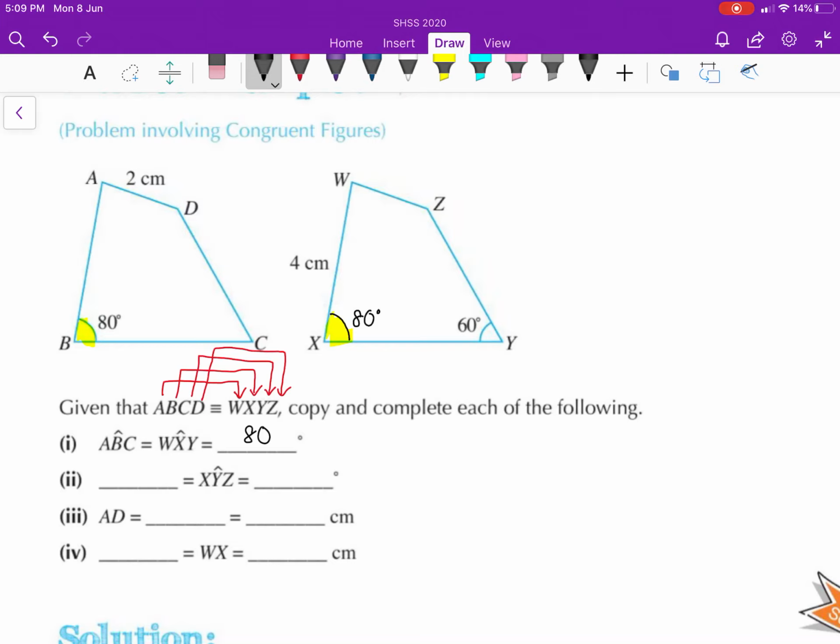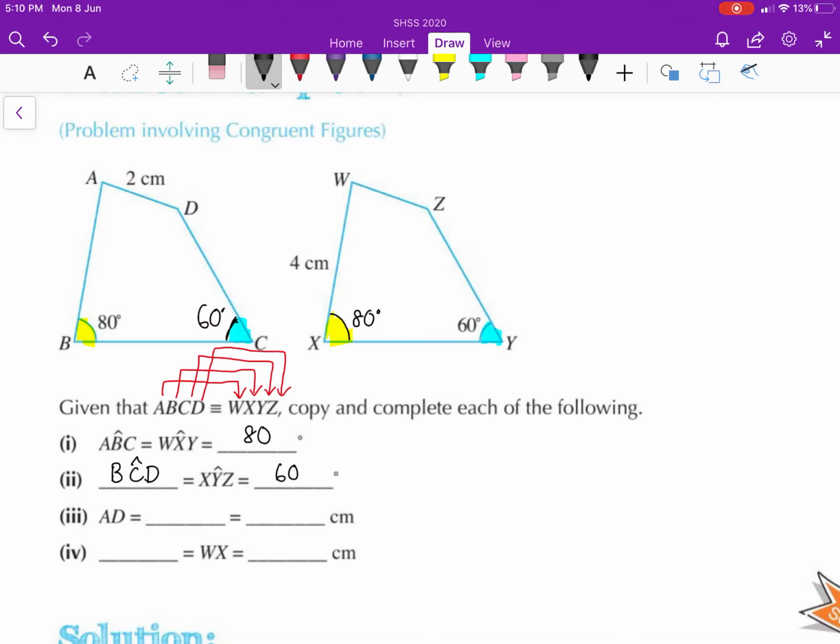Okay, now what angle is the same as XYZ? Let's take a look. Where's XYZ? XYZ is the blue color highlighted angle. Now XYZ is the same as this angle over here. Okay, but can I write it as DCB? I can't, because DCB is a different arrangement from XYZ. So we must follow the arrangement. Instead of writing DCB, we must write BCD. So angle BCD is the same as angle XYZ, which is equals to 60 degrees.